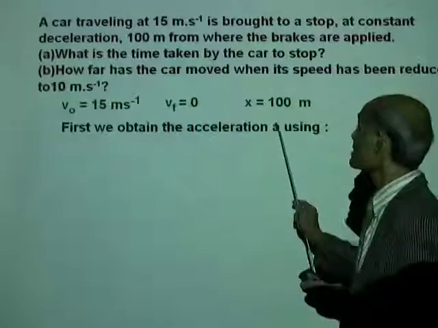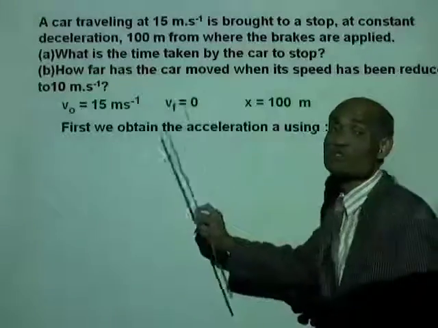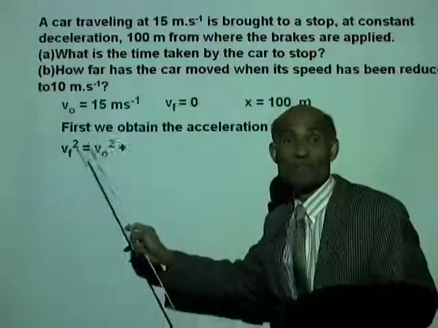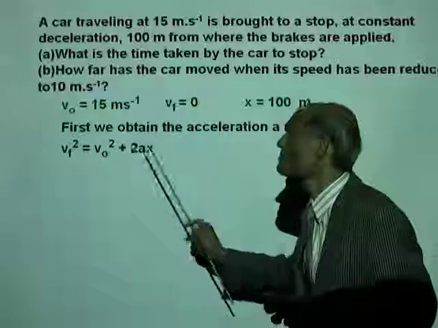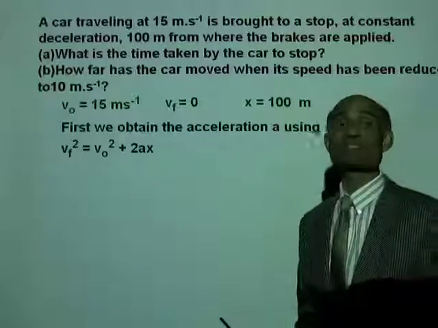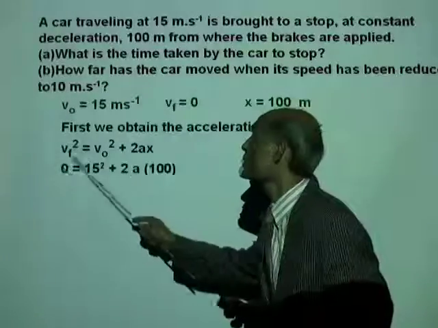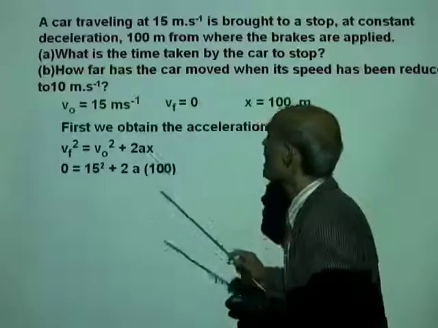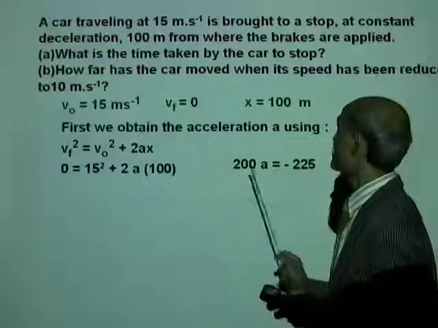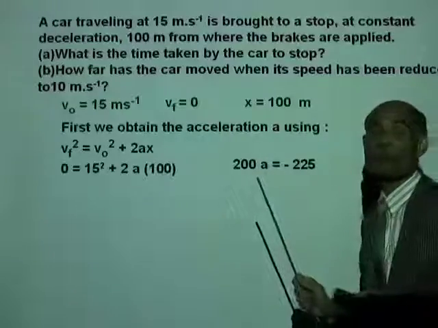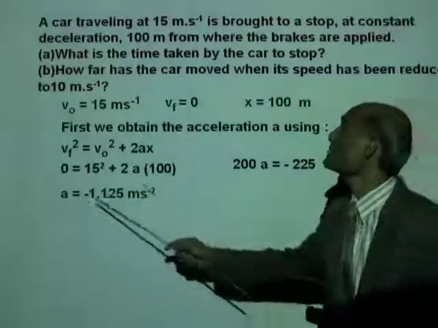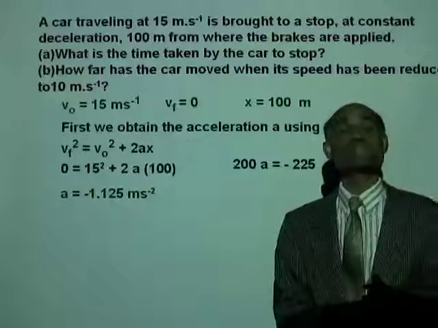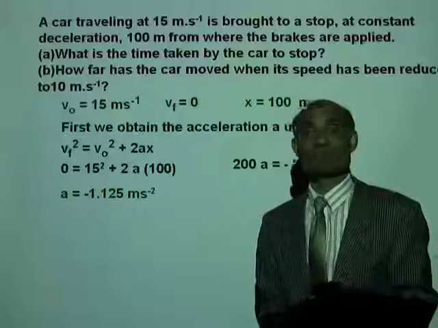First we obtain the acceleration A using what equation? The one that doesn't contain the time. Vf squared equal to V0 squared plus 2ax. That is 0 equal to 15 squared plus 2a times 100. And solve for A from there. You get A equal to negative 1.125 meter per second squared.